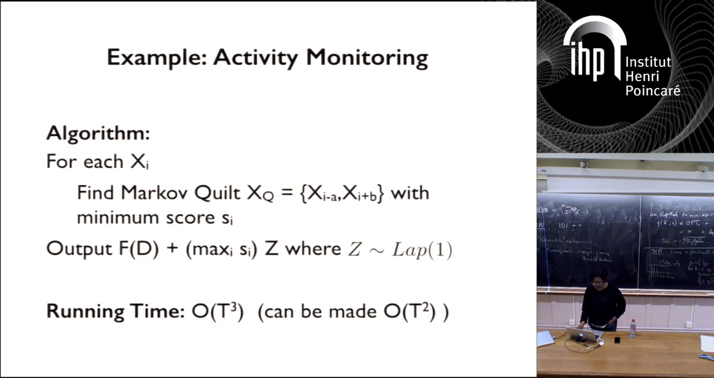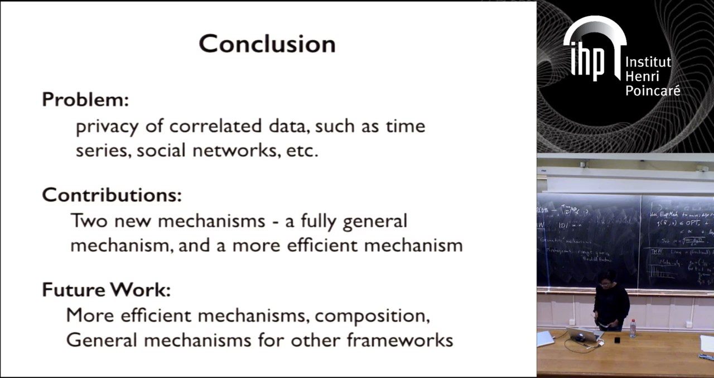Okay, so just in time, here is the conclusion. We looked at the privacy of correlated data, things like time series and social networks, and again, this is very early. We looked at two new mechanisms. One was a fully general mechanism, so we know there's something to do. And we also looked at a more efficient mechanism, which was for a special case.